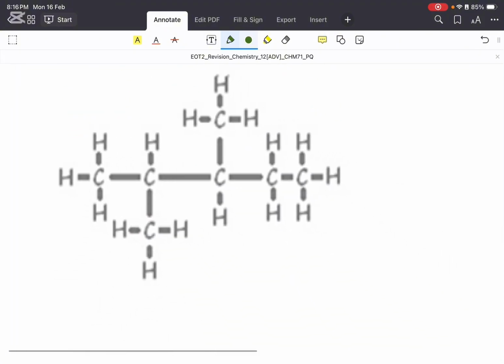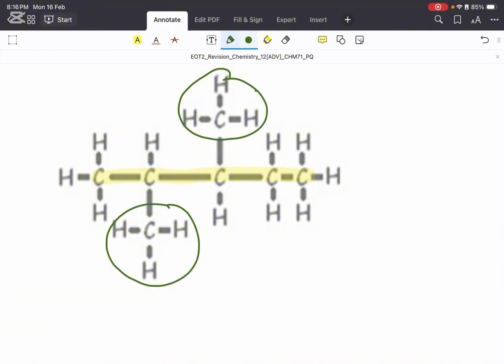Next, this chain, here's the longest chain, and I have a branch over here and a branch over here. The branch is made up of one carbon, so it's going to be methyl. Again, this is another methyl. If I have the branch repeated twice, I would say dimethyl. If I have the branch repeated 3 times, I will say trimethyl. Now I need to count. If I count from this side, 1, 2, 3, 4, and 5, I'll have the branches on the third and on the fourth.